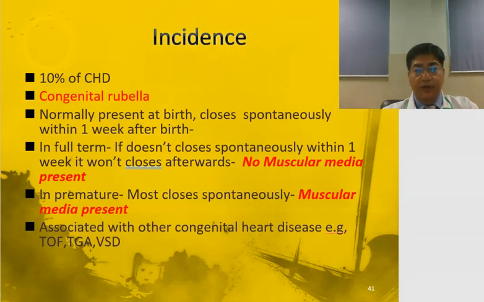There is an association of PDA with congenital rubella, which is one of the TORCH infections. PDA can be an association of complex congenital heart diseases, and it can be the only reason for survival in some complex congenital heart problems. It is also an association of tetralogy of Fallot, transposition of great arteries, and VSD. So there can be an association with other heart problems. The PDA can be there in duct-dependent lesions as well.